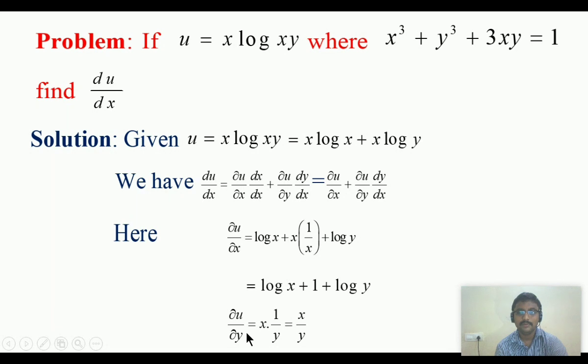Similarly, for dou u by dou y: x log x derivative is 0, because while differentiating partially with respect to y, we have to keep x as constant. So x log x derivative is 0. X constant, log y derivative is 1 by y, that is x into 1 by y, which is x by y. So it is the value of dou u by dou y.